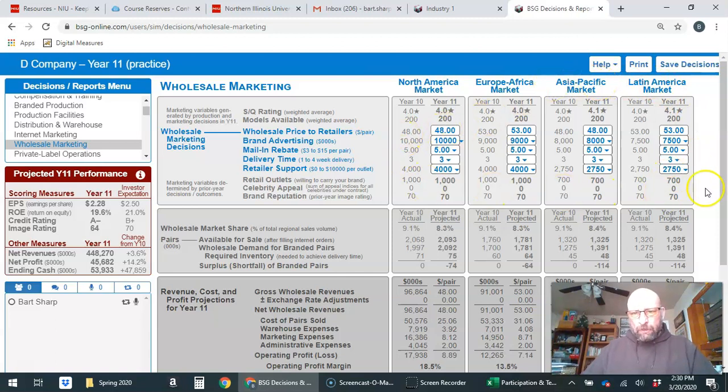These entries up at the top, these are up to you. This is your company. What is your wholesale price going to be in North America, in Europe, in Asia, in Latin America? Okay. How much are you going to spend on advertising? How big of a rebate are you going to offer, if any? Right. That's a choice you make. What's your delivery time going to be? How much retailer support are you going to offer?